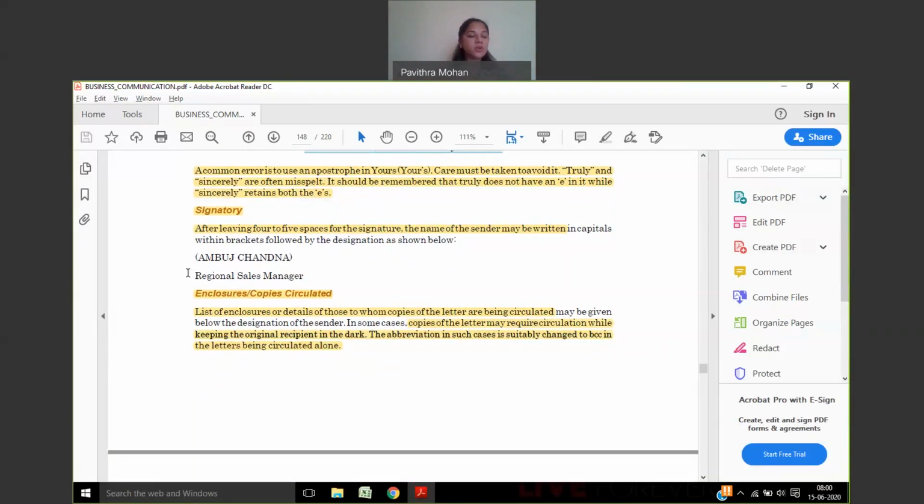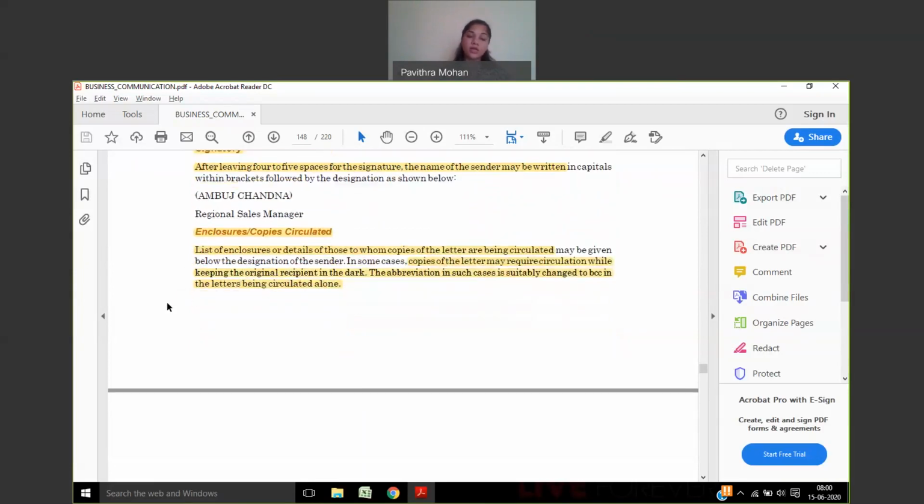Okay, so after this, you can give their designation. So whatever is their designation, that can be provided. After this, we are going to go with enclosures and copies circulated. If the letter requires certain additional information, this information can be provided in the form of enclosures. The list of enclosures and details of those to whom copies of the letter are being circulated will be provided at the end, after the signature.